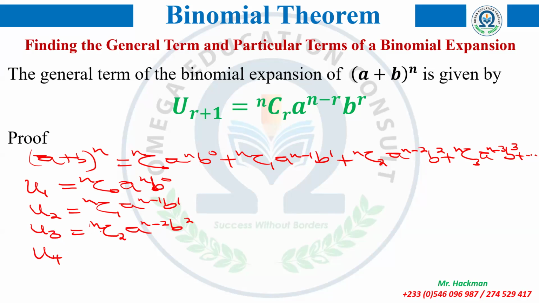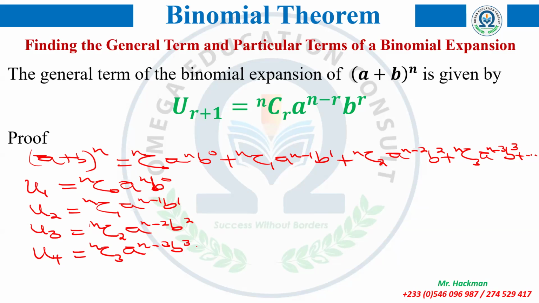The fourth term. So now you get the drift. That will give us n combination 3, is that not it? Then a to the power n minus 3, then b cubed.